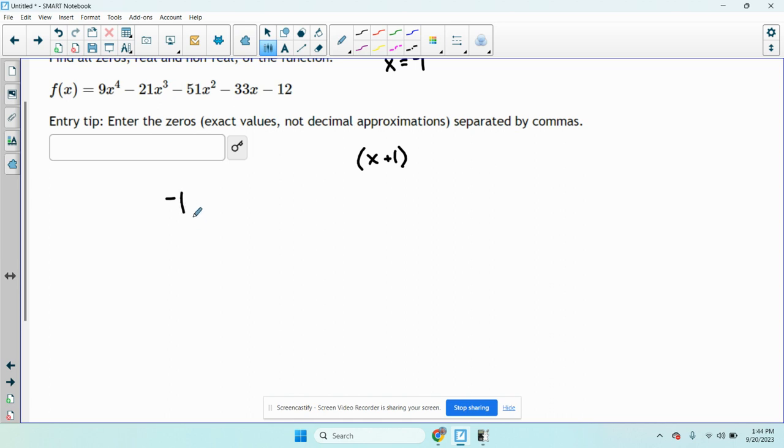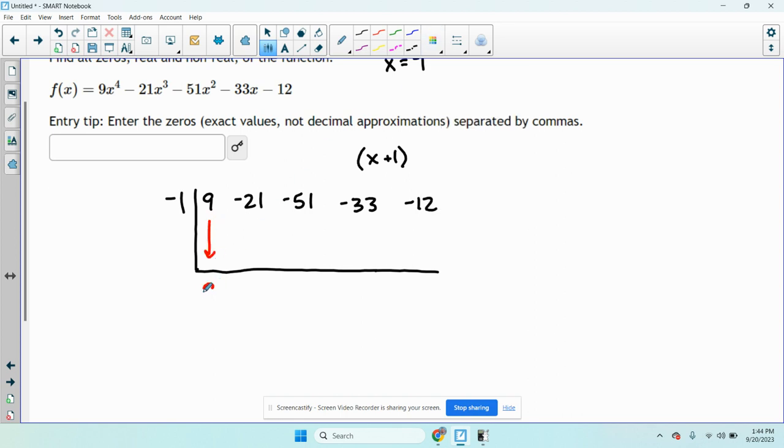This is -1. I'm going to draw my synthetic division box and then write the coefficients: 9, -21, -51, -33, and -12. So since this is a 0, when I'm done this, I should get a remainder of 0. So I bring the 9 down, multiply by -1, I get -9. Adding down, I get -30. Multiply by -1, I get +30.